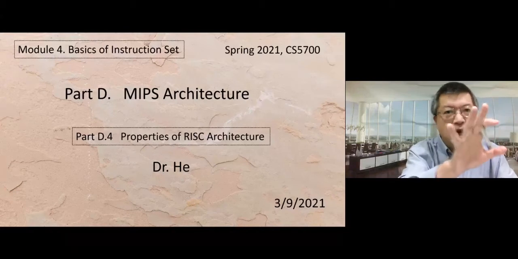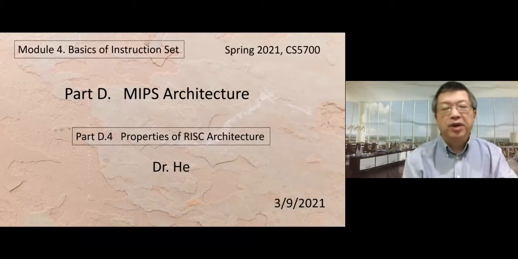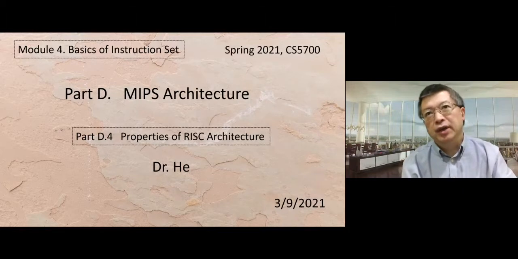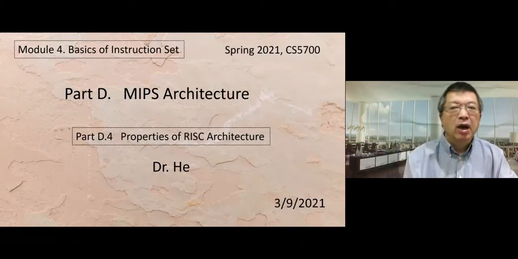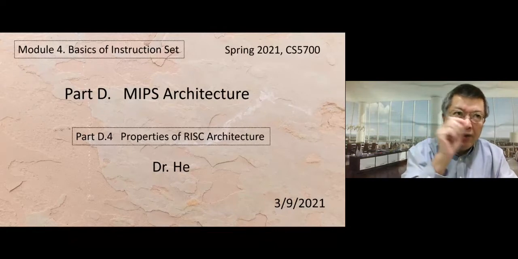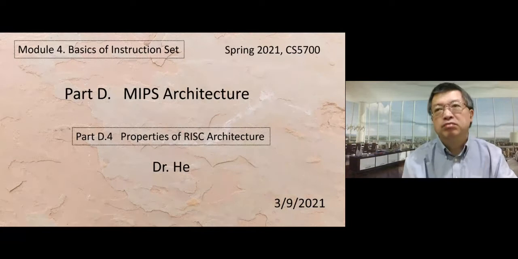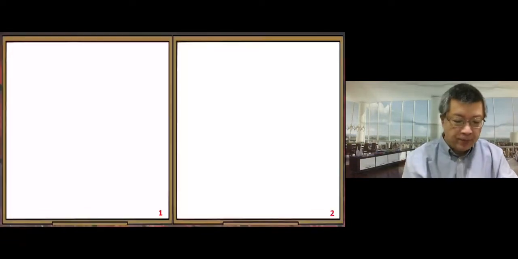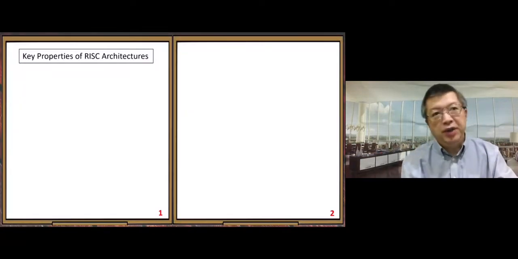1.4, properties of RISC architecture. This one we can treat as a summary because most of the properties we have learned before. So we just go through those main properties. Probably we add a few more new items. Key properties of RISC architectures.